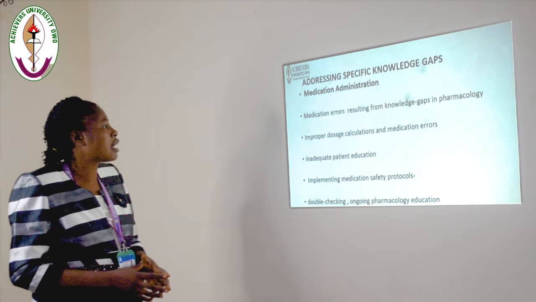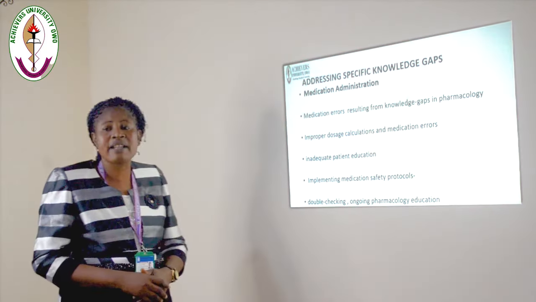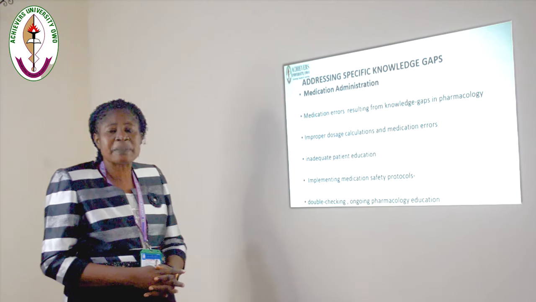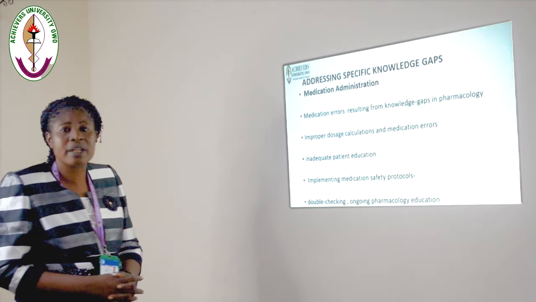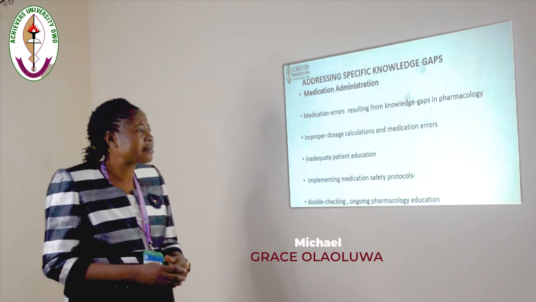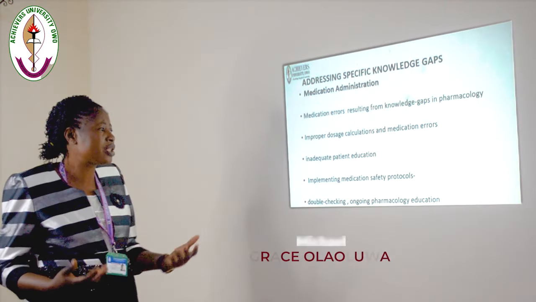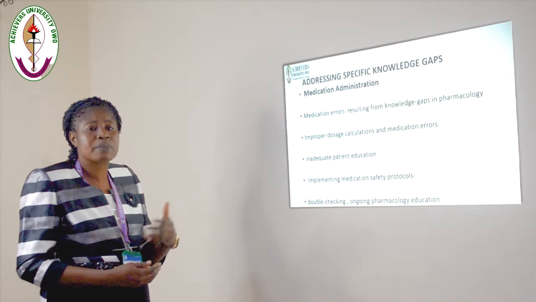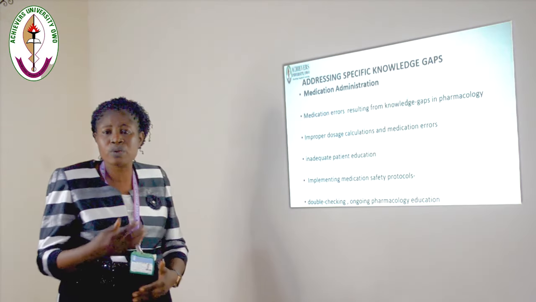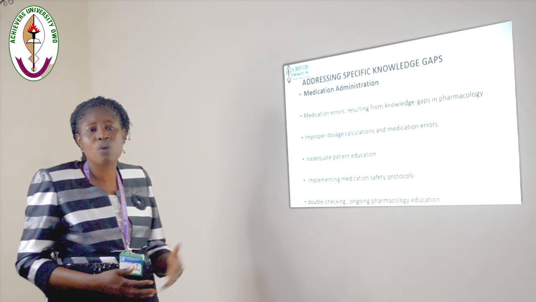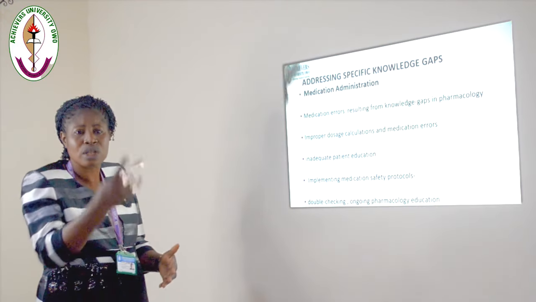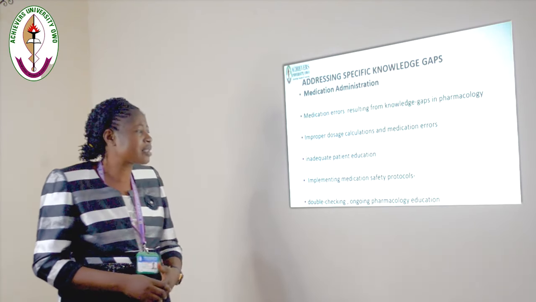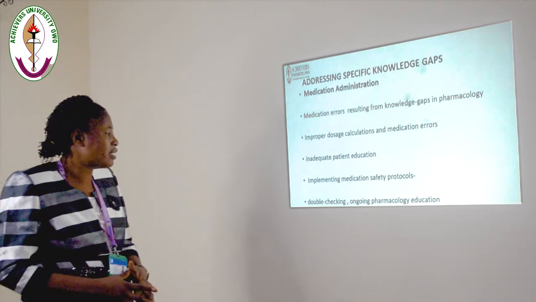Now, another area that we have to address, the specific areas that we have to address, one is this issue of medication administration. You know, more than 50% of errors are traceable to medication error because it results from knowledge gaps in pharmacology, improper dosage calculations and medication errors, inadequate patient education. You know, when a patient is not properly educated on which one to take in the morning, which one not to take. Imagine a patient that's supposed to take a drug one in the morning and one in the evening, and the person just wrote one and one, meaning 11. The patient went ahead to take 11 tablets. Imagine that. That is gross medication error and inadequate patient education.